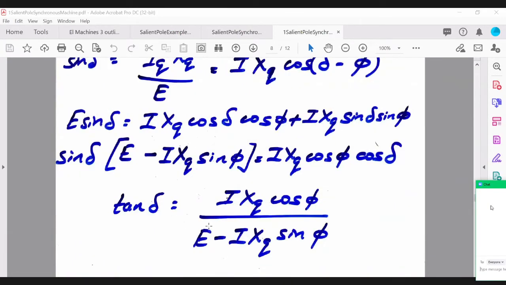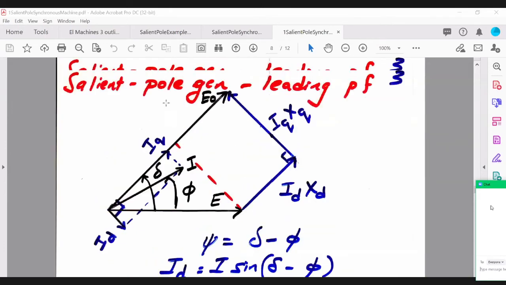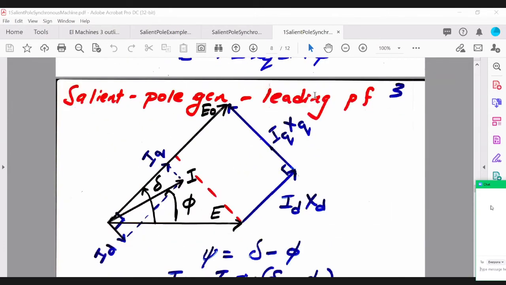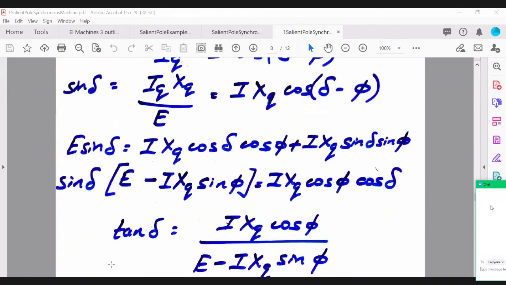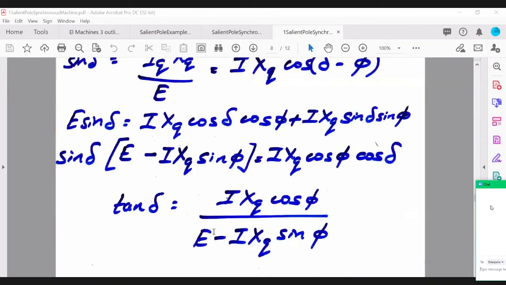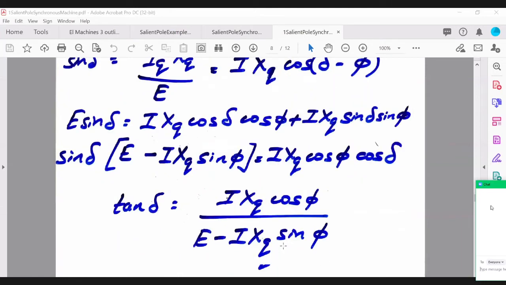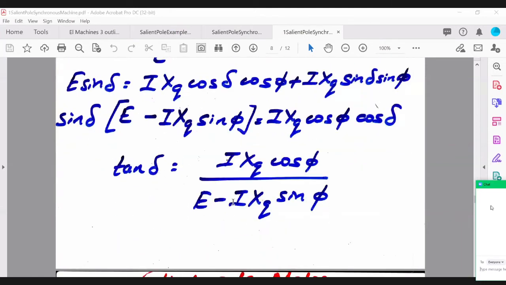And here we had E plus I xq sine phi, and here, as you can see, when it's operating in leading power factor, the sign has changed, right? So instead of E plus, it's E minus. Okay, so that's a difference. You will have to just take note, due to the change in the angle, which instead of having phi plus delta, now it's delta minus phi. Okay, you end up with this equation.